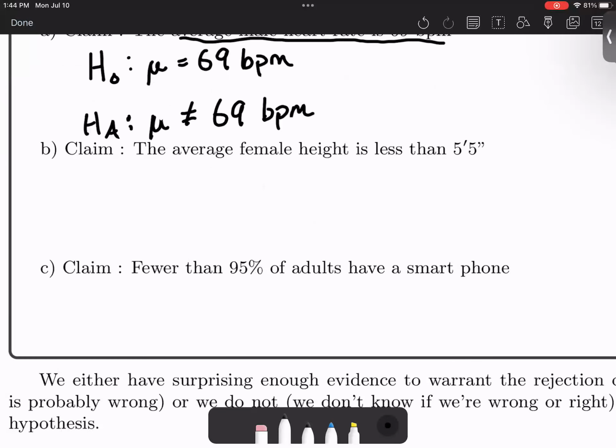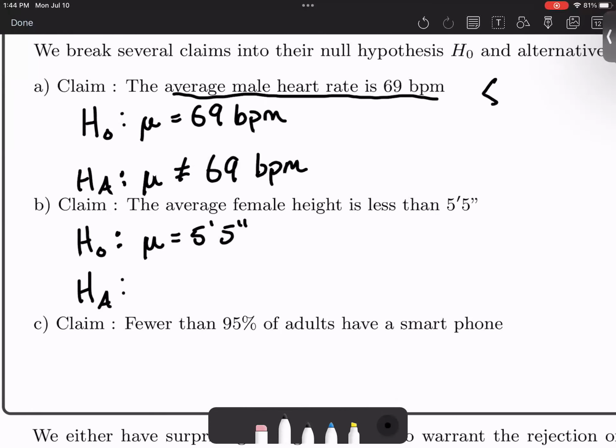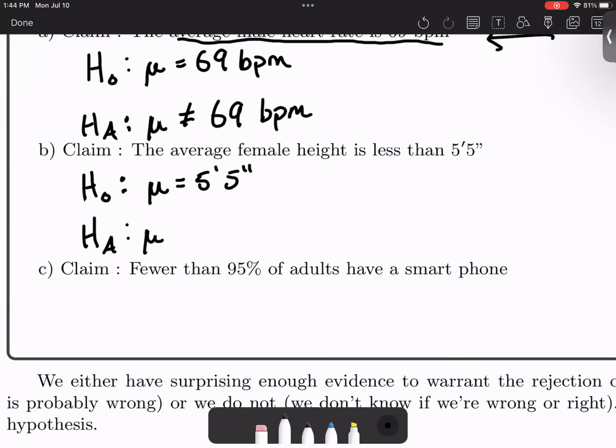Let's think about B. The average female height is less than 5 foot 5 inches. The null hypothesis, again, always contains equality. So if the claim is the average female height is less than 5'5", then the null hypothesis is that the average is 5'5". The alternative here, however, is going to match the claim, right? The claim isn't as strong as this one up here. It's not saying that the height is a certain number. It's just saying that it's somewhere less than 5'5". So the alternative will be that the average is less than 5'5".